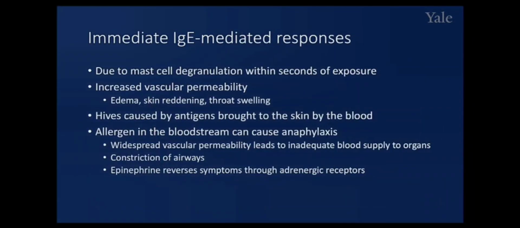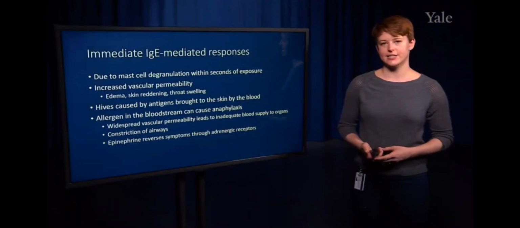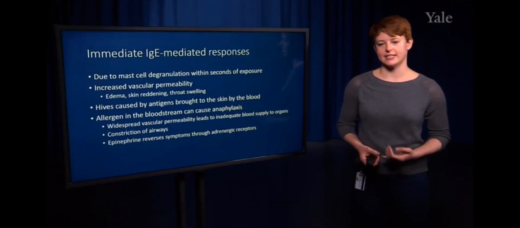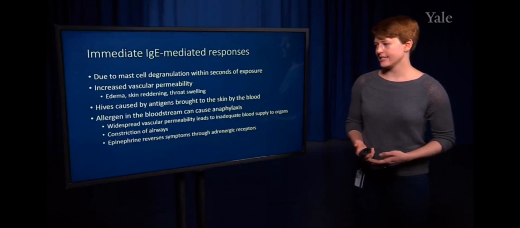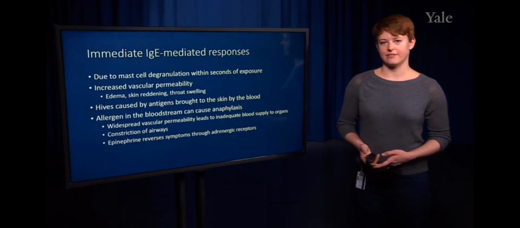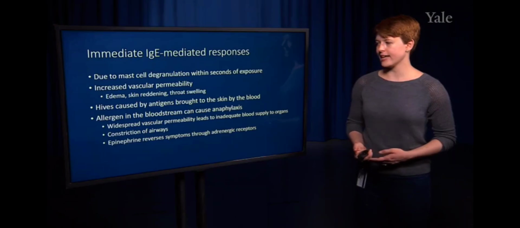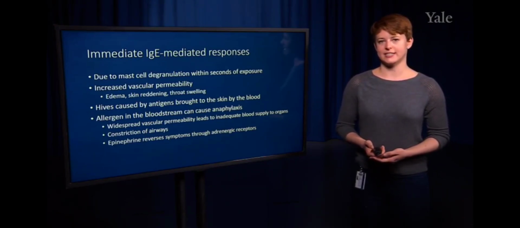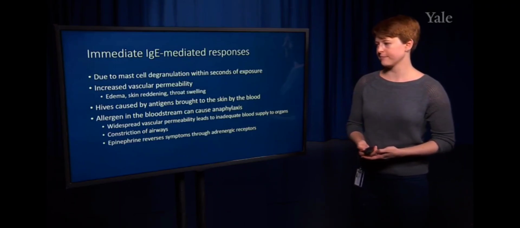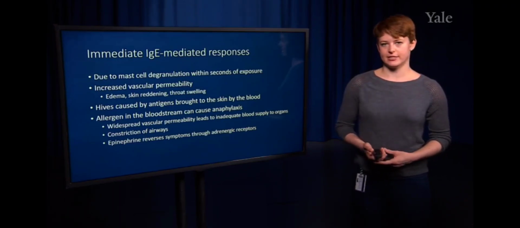So the immediate IgE responses are, as we've talked about, due to mast cell degranulation and lead to increased vascular permeability. And this can also lead to symptoms such as swelling or edema, skin reddening, and swelling of the airways. Then hives are actually caused by antigens that are brought to the skin through the bloodstream. An allergen in the bloodstream can cause what's known as anaphylaxis.